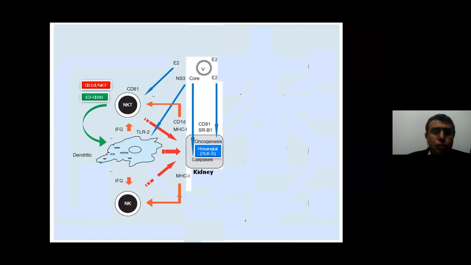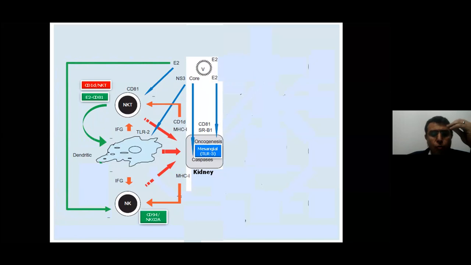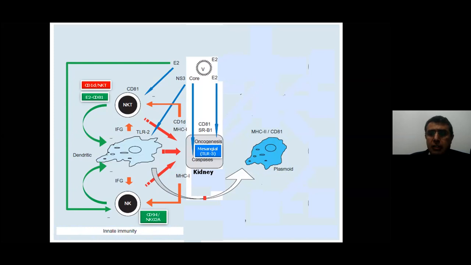Also, it will affect through the CD94, which also will suppress the natural killer cells. So this is the part of innate immunity regarding HCV. But don't miss that dendritic cells will stimulate the plasmacytoid cells, and they will produce interferon gamma directly affecting the renal cells. Also, interferon gamma will stimulate the CD4 lymphocytes to be differentiated to B lymphocytes, and B lymphocytes also can be stimulated directly by the envelope through the receptor CD81.